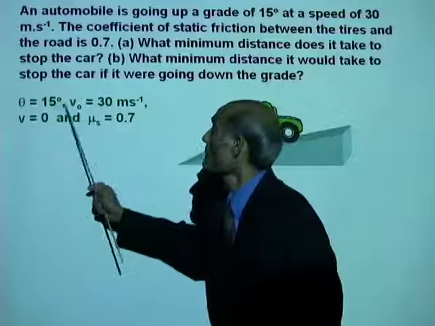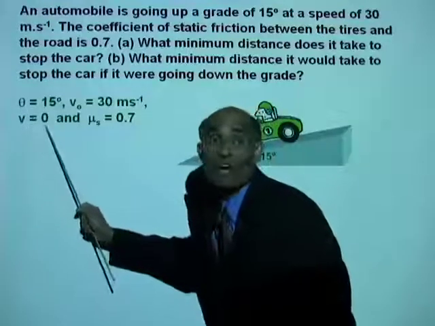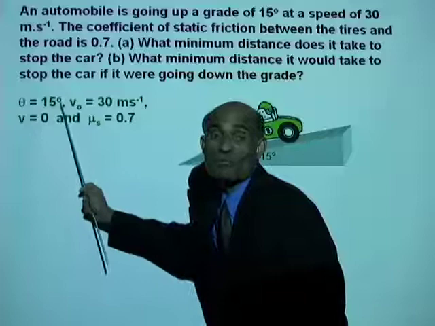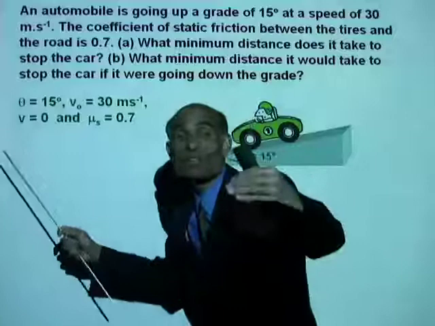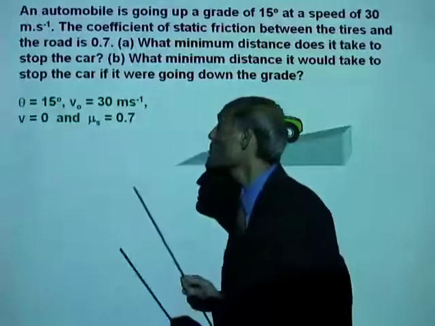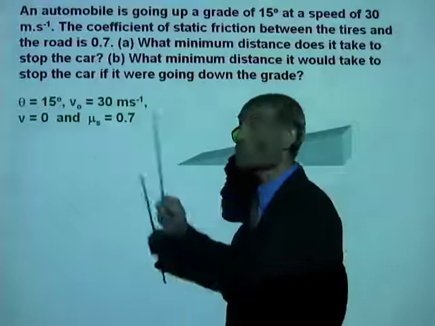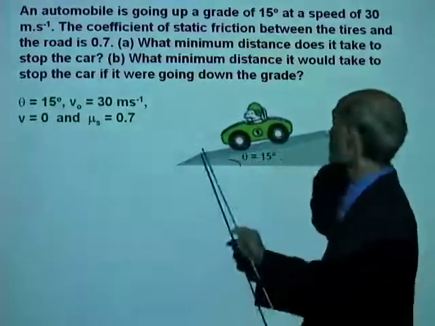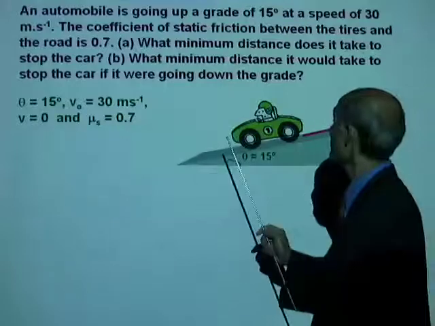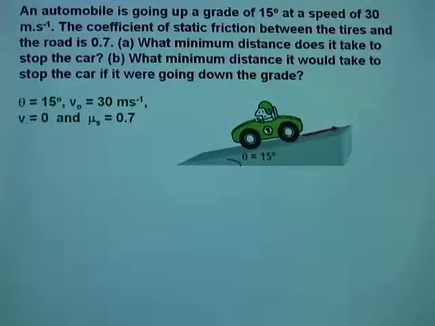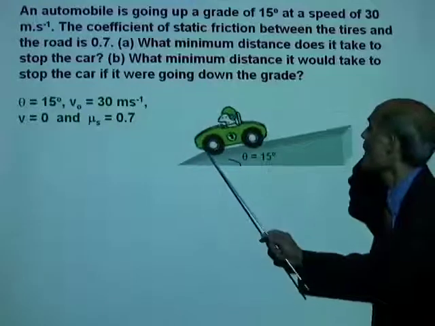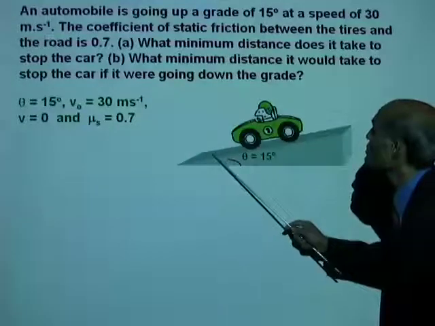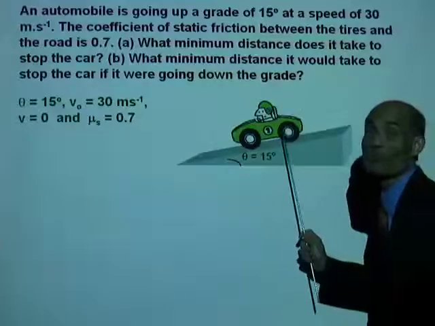Now, we need to bring the velocity to 0. With an initial velocity of 30 meters per second, we need to bring the final velocity to 0. And you know mu s equal to 0.7. Those are the data that we know. So the car is going up the plane. Is that right? I want to run the car one more time. The car is going up the plane. You need to know how far will it go. What is the distance it will go up the plane before it stops.